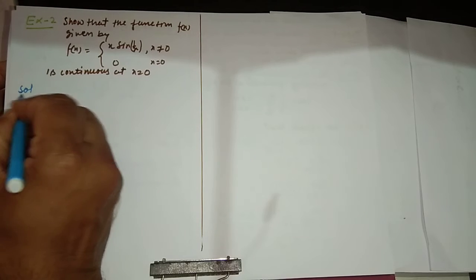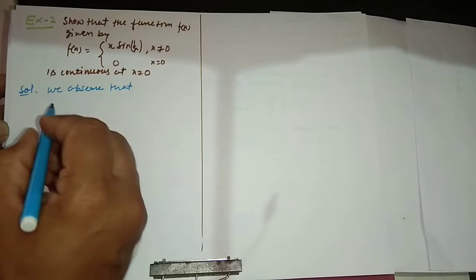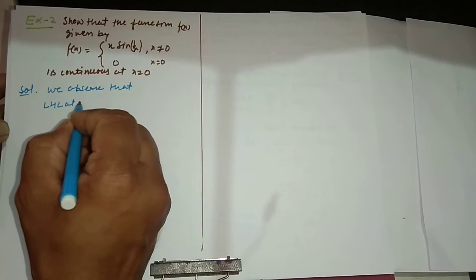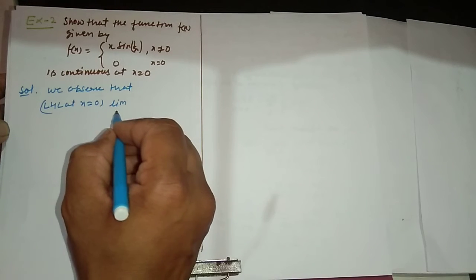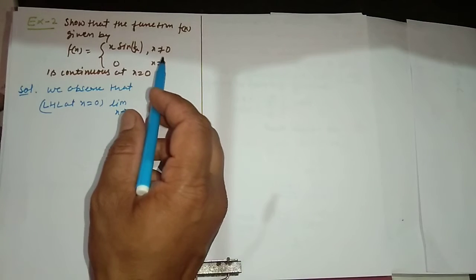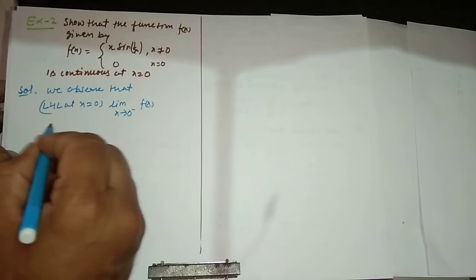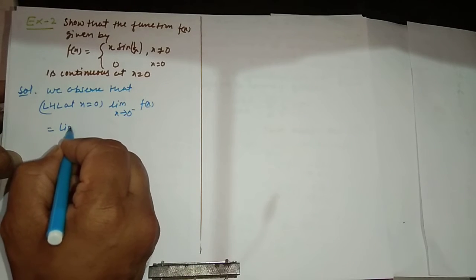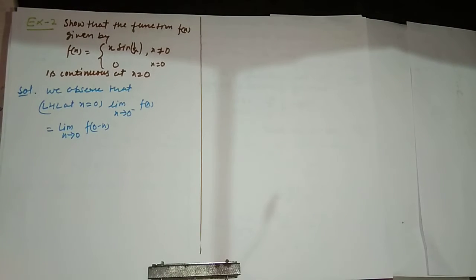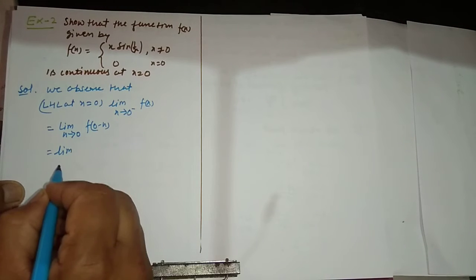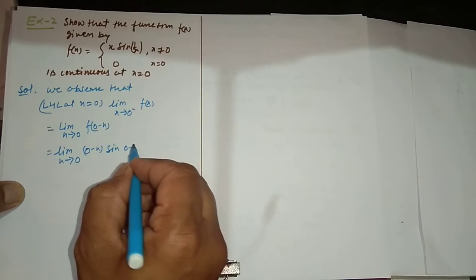Solution. We observe that the left hand limit at x = 0, how can we write it? It is the limit x tends to 0 negative of f(x), which is equal to the limit h tends to 0 of f(0 - h). So we can write limit h tends to 0 of (0 - h) sin(1/(0 - h)).